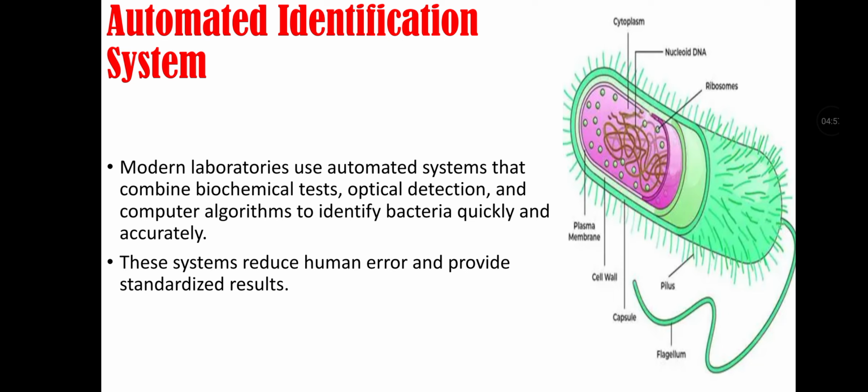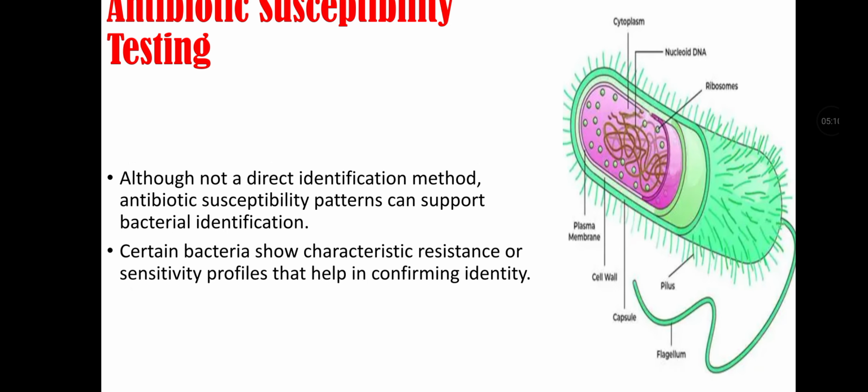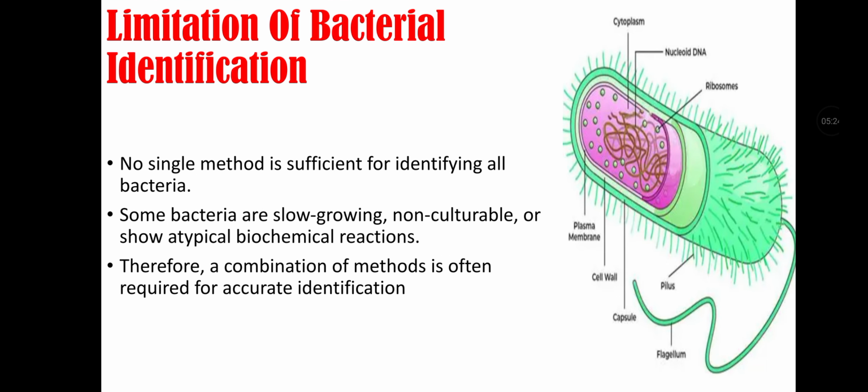Automated identification systems. Modern laboratories use automated systems that combine biochemical tests, optical detection, and computer algorithms to identify bacteria quickly and accurately. These systems reduce human error and provide standardized results. Antibiotic susceptibility testing. Although not a direct identification method, antibiotic susceptibility patterns can support bacterial identification. Certain bacteria show characteristic resistance or sensitivity profiles that help in confirming identity.